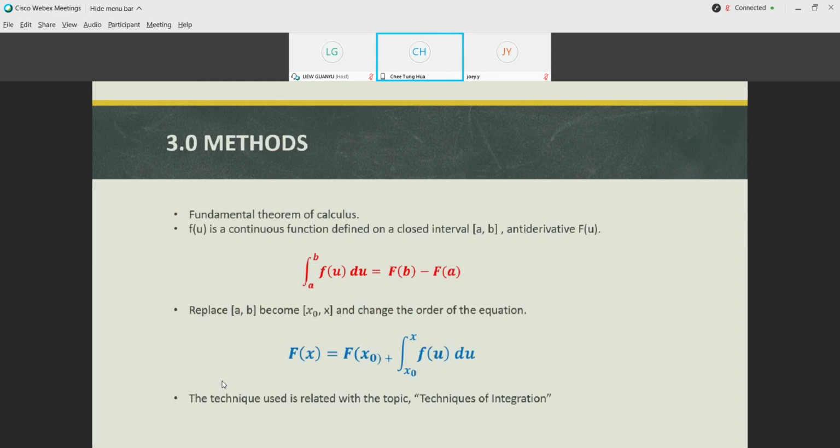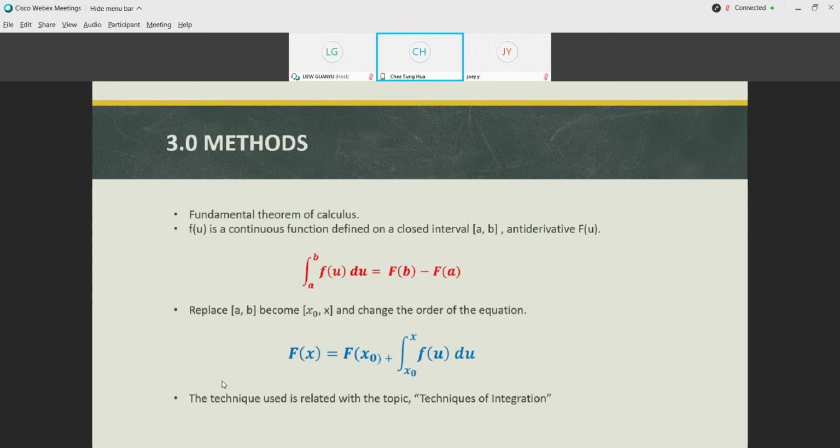The fundamental theorem of calculus links the concept of differentiating a function with the concept of integrating a function. Let f of u be a continuous function defined on a closed interval a to b, and its antiderivative is capital F of u.